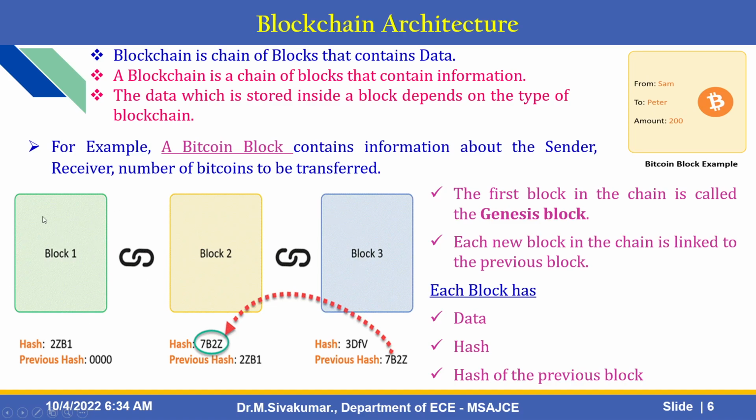The first block in the chain is always called the Genesis block. Here you can see each new block in the chain is linked with the previous block. So each block has data, hash, and the hash of the previous block. Hash is nothing but a unique ID. Here you can see this is a unique ID. The previous hash continues into the next block. Here you can see these are 782Z, then this 7B2Z is always added with the previous hash.